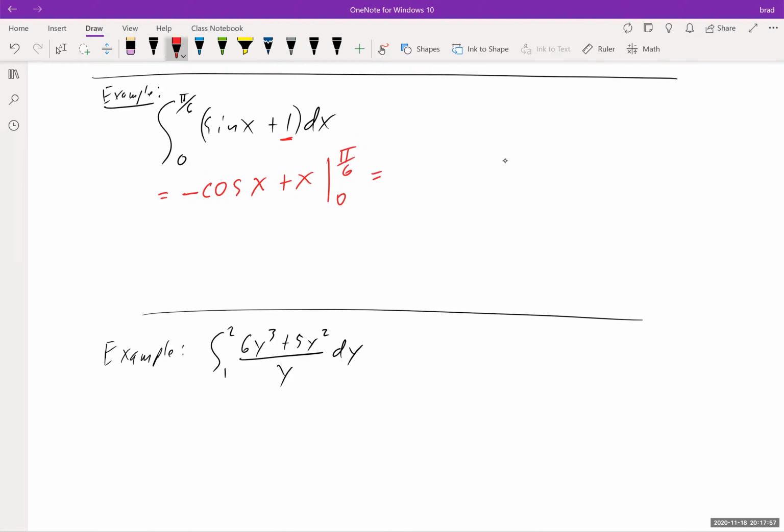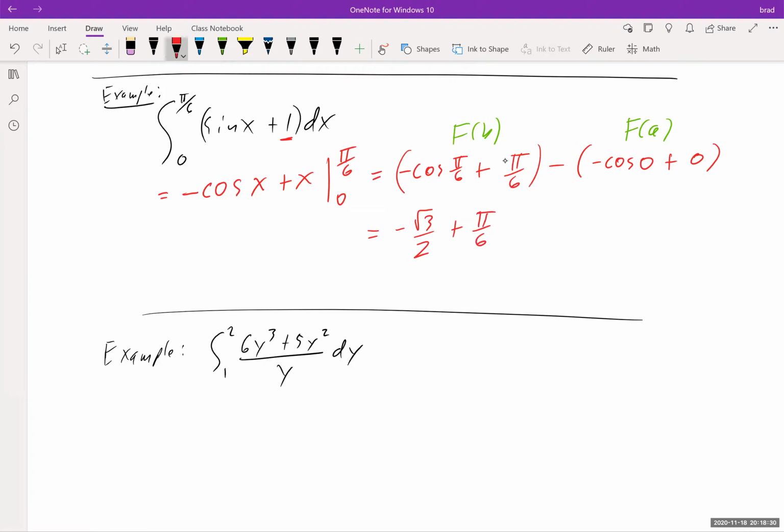So now I'm going to do F of b minus F of a. So this will be negative cosine of pi over 6 plus pi over 6, minus negative cosine of 0 plus 0. Now remember, just to be clear, this is big F of b, my antiderivative evaluated at b, and this is big F of a, my antiderivative evaluated at a. So let's see what we get here. We know the cosine of pi over 6 is going to be square root 3 over 2, plus pi over 6. Now a minus becomes a plus, and the cosine of 0 is 1. So I'm going to say plus 1 and then minus 0.